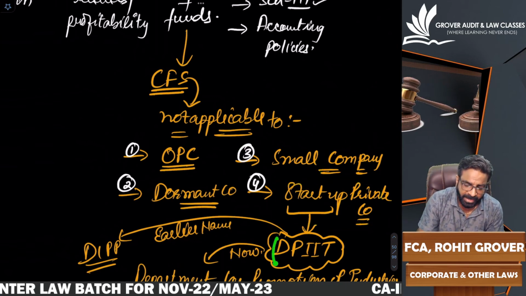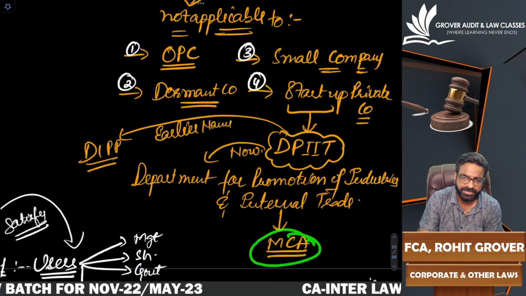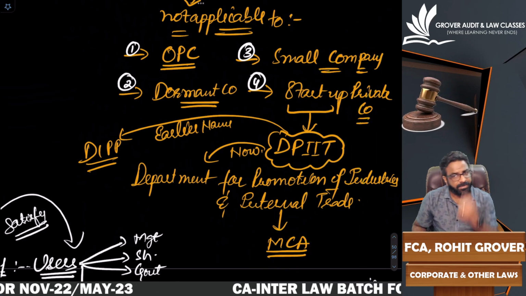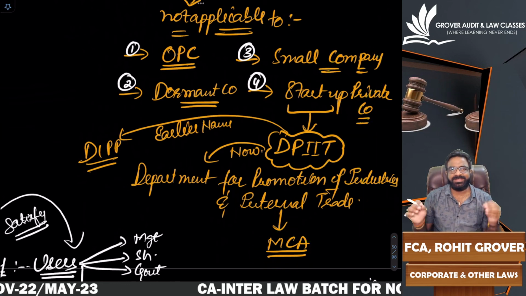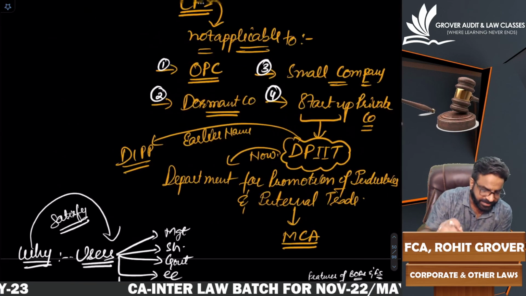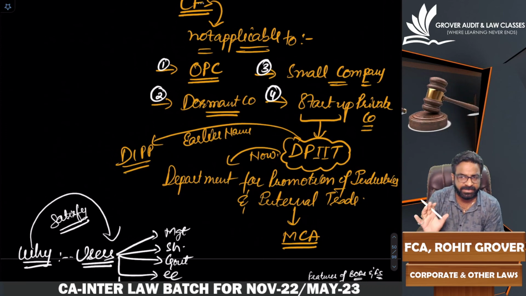Yes, sir. DPIIT, the Department for Promotion of Industry and Internal Trade, which is there in the MCA. If you satisfy the five conditions, you will be treated as a startup company. So did you all understand the meaning of this? Yes, sir. Now a question arises, a very important question everyone, and this is a little bit connected to your auditing subject also.